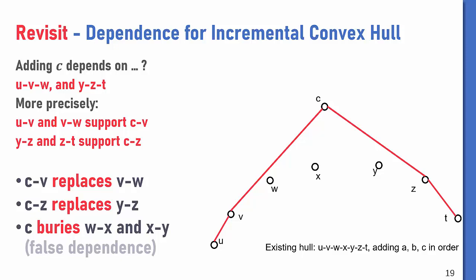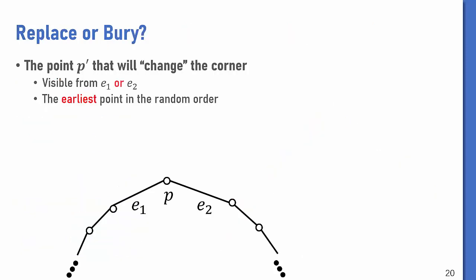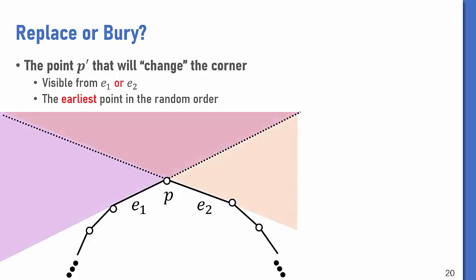So, how can we know when to replace or bury an edge? Let's look at an example. Let's look at a specific corner E1, P, E2 and see how we can process it. If there's any point that is visible from E1 or E2, this corner shouldn't appear in the final output. It needs to be changed, at least part of it needs to be removed.